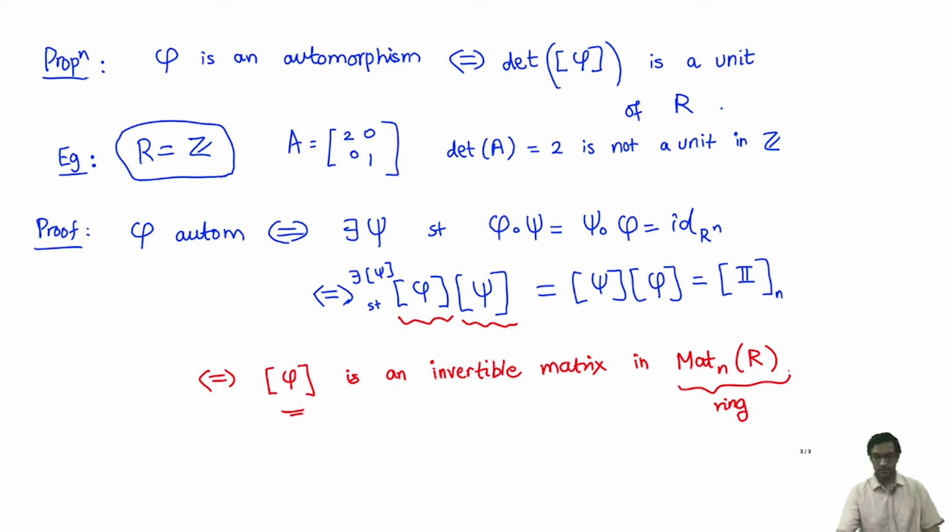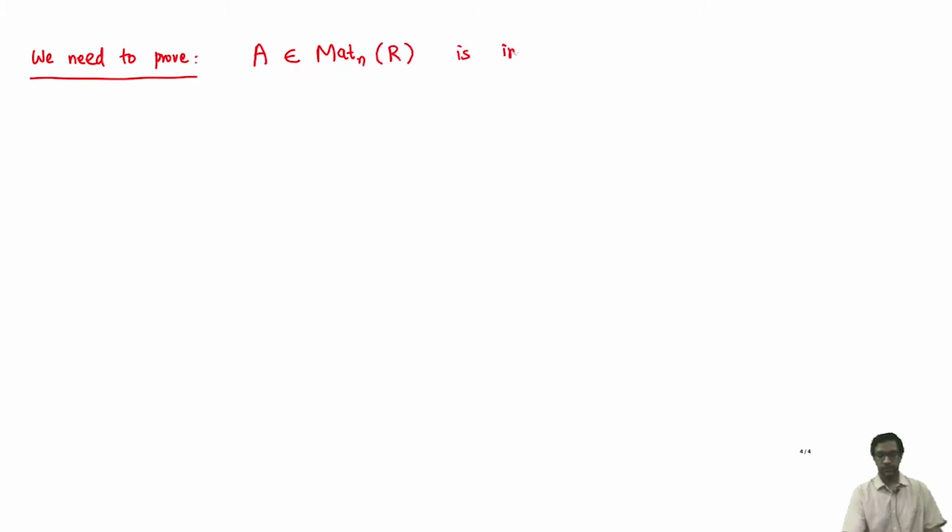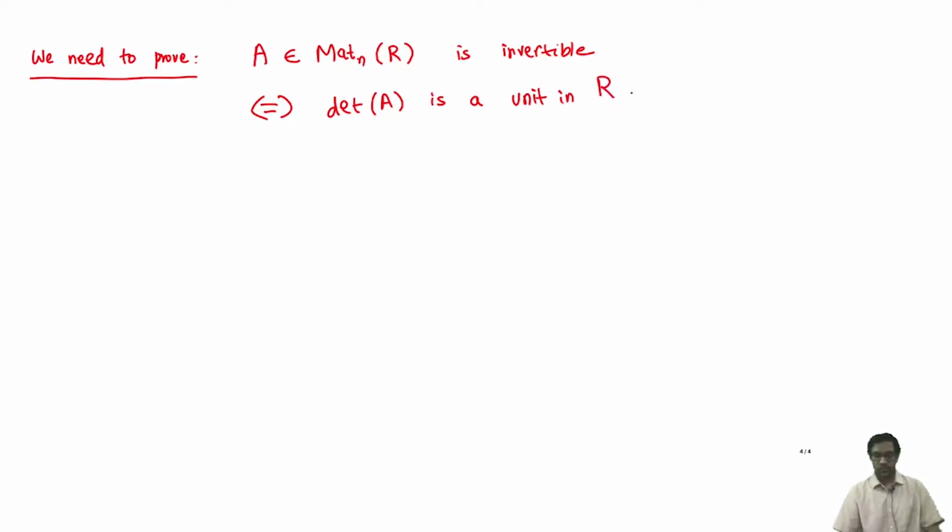So what we need to therefore do is really the following proposition. What we need to prove is really the following fact, that when is a matrix invertible? A matrix A in the ring of n cross n matrices is invertible if and only if its determinant is a unit. So this is really what our proposition amounts to. I have just converted everything from homomorphisms to matrices.